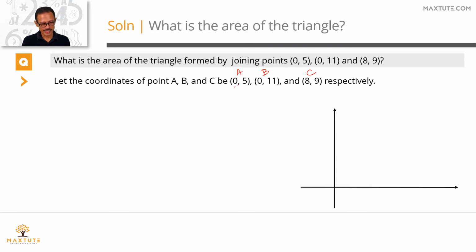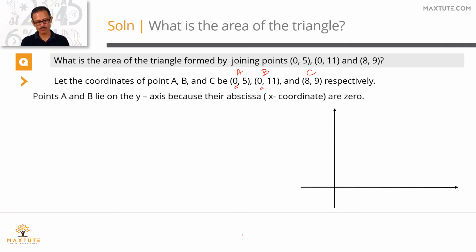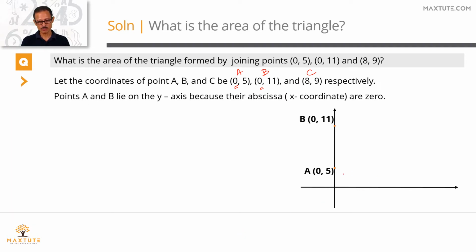Look at the x coordinate of A, that's 0. X coordinate of B, that is also 0. If the abscissa is 0, then it essentially means that the point is lying on the y-axis. So both A and B are points on the y-axis. Say this is point A, (0, 5). This point B, (0, 11). So they're vertically displaced at two different places, but they are lying along the y-axis.